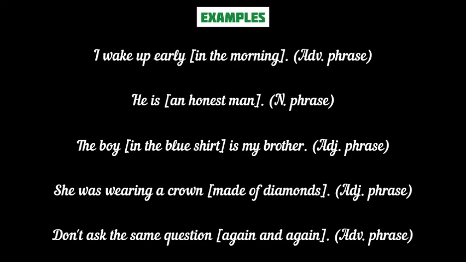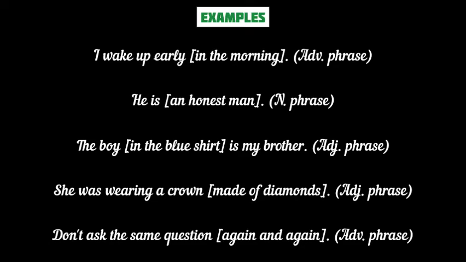In the next example, "He is an honest man," "an honest man" is also a phrase. Again, there is no subject or finite verb in this group of words, which acts as the complement of the verb be, here "is." In this way, it acts as a noun and it's a noun phrase.